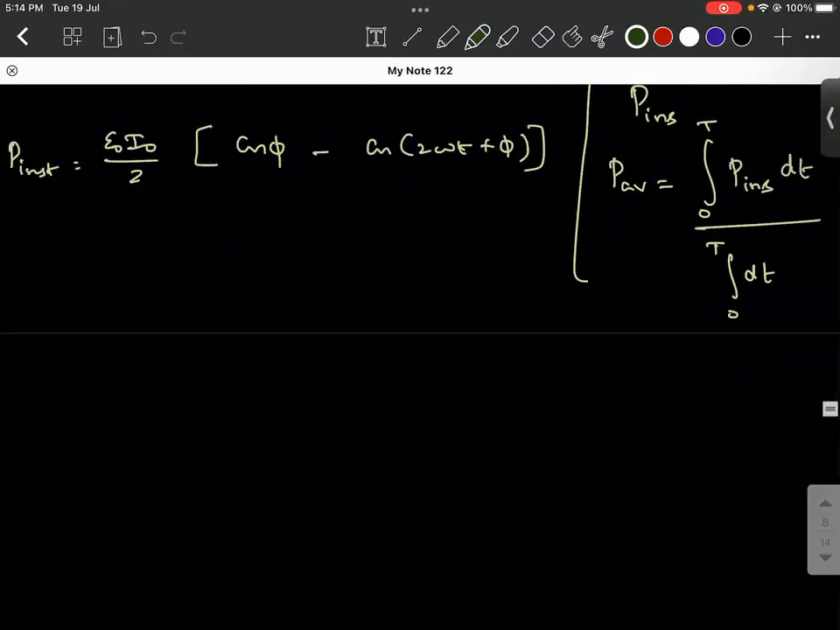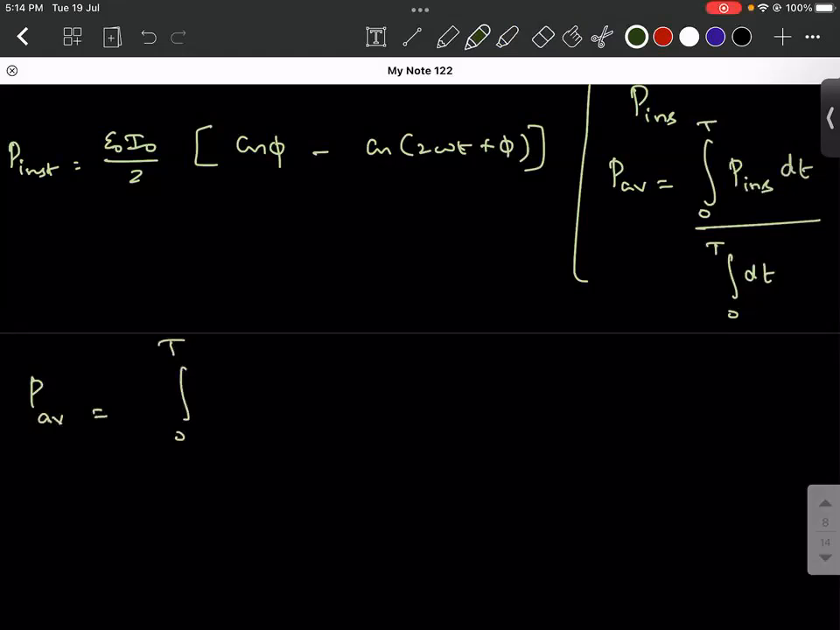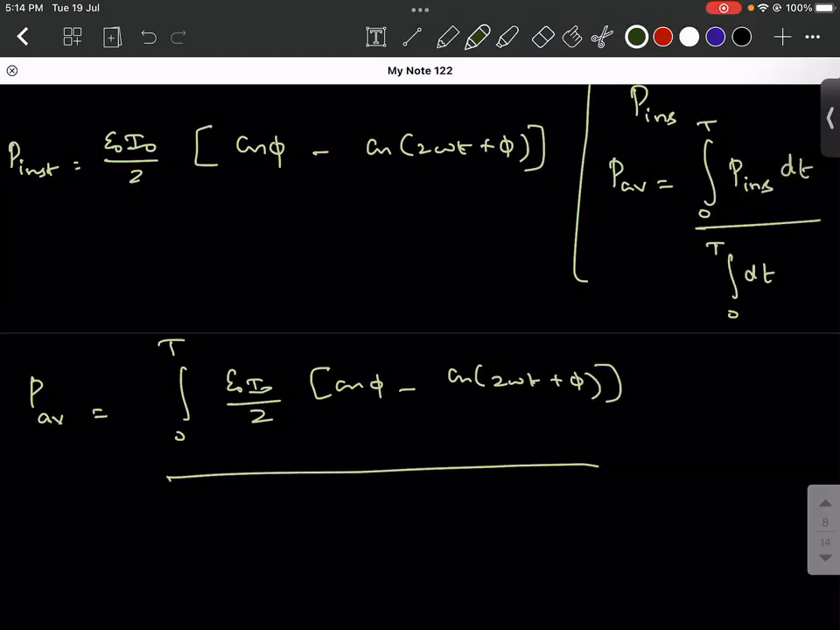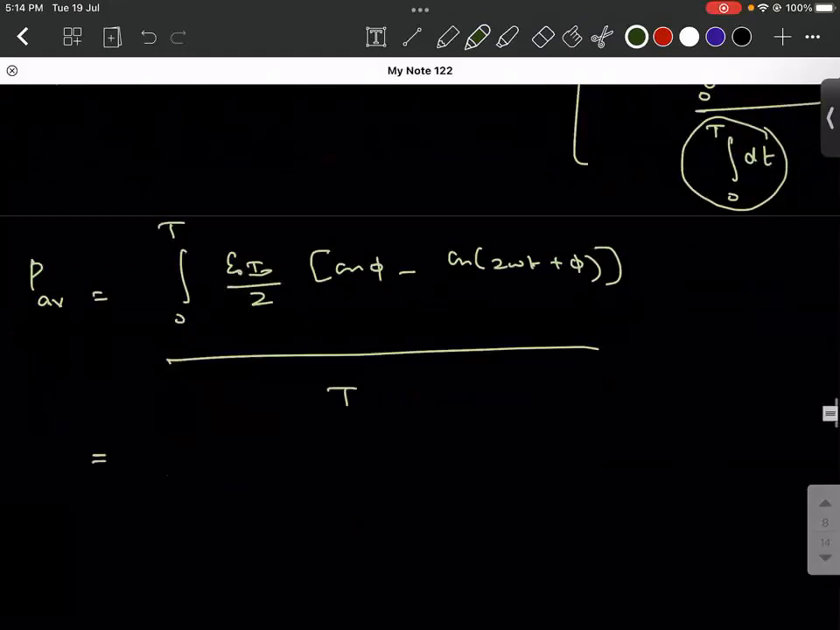So if I take this as P average, then how do I write this? Integral of 0 to capital T, E naught I naught divided by 2 into cos phi minus cos of 2 omega t plus phi, the whole divided by integral of 0 to T dt. That is how much? Capital T. So I can write this as E naught I naught divided by 2T. I suggest everyone to write it along.